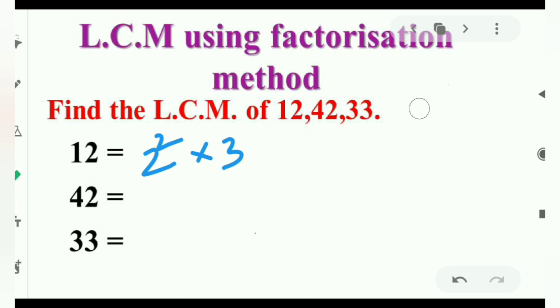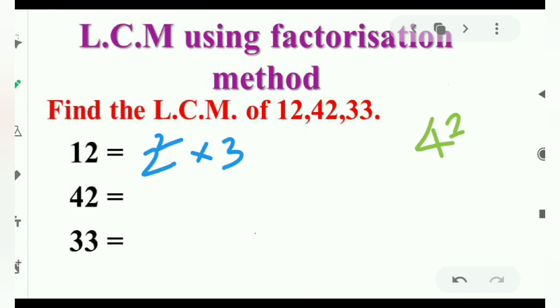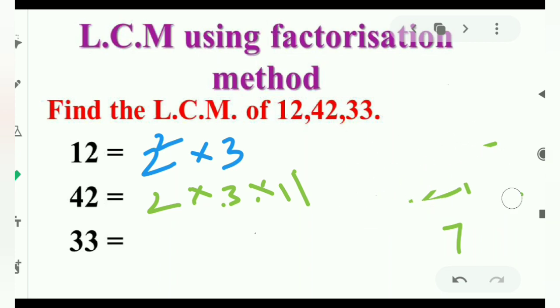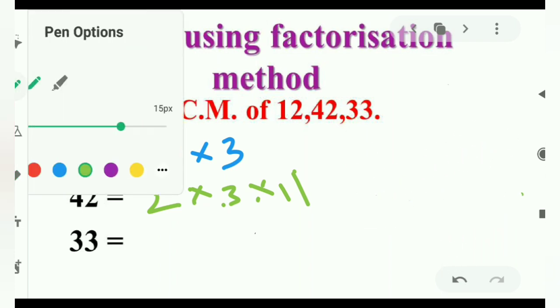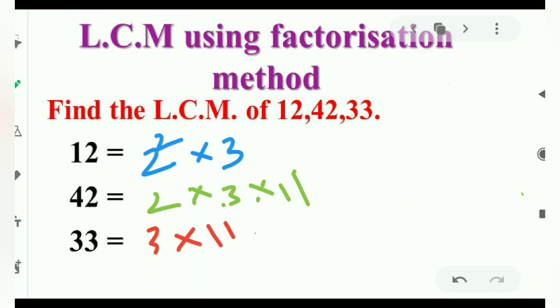Next number, 42. 42 divided by 2 is 21, divided by 3 is 7. So 42 is 2 into 3 into 7. The next number is 33, which is nothing but 3 into 11.